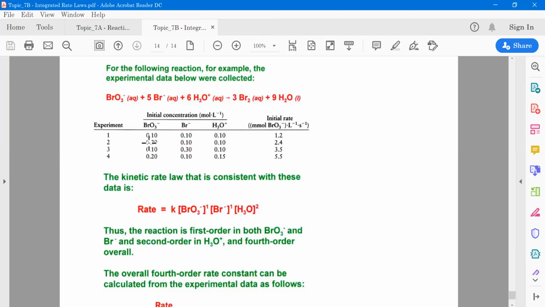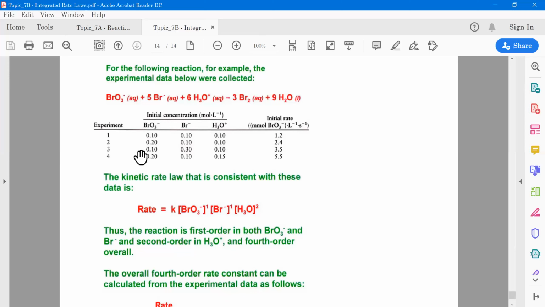And when you do that and measure the reaction rate, you find that it almost exactly doubles from the first experiment. That tells you immediately that the reaction is first order in bromate, because if the concentration is doubled, the reaction rate doubles, just like first order reactions do.